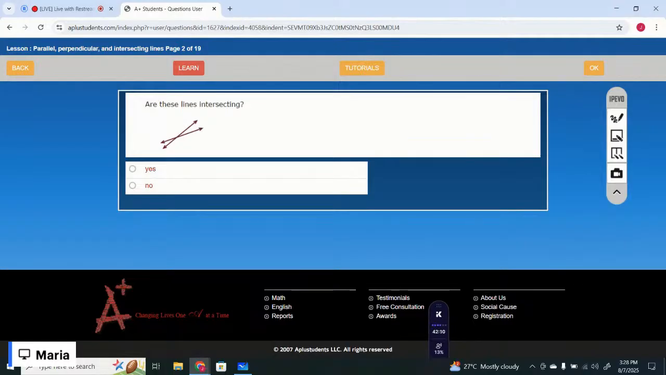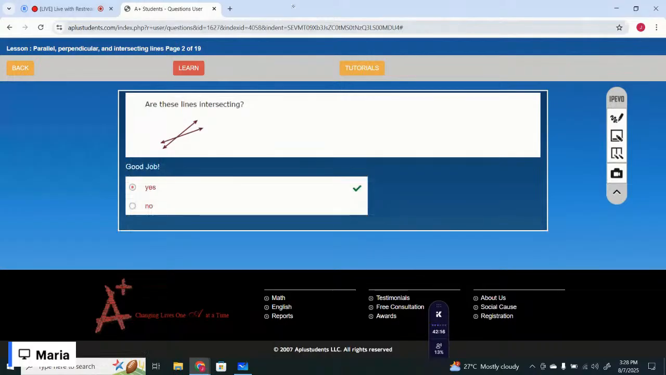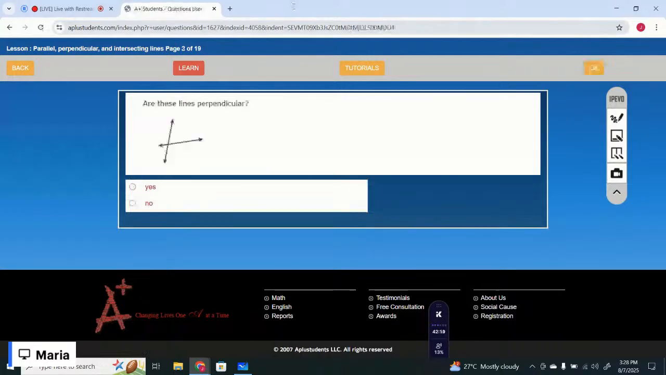Are these lines intersecting? Yes, they are intersecting lines. Option 1 is the correct option. Are these lines perpendicular? No, they are not perpendicular. They do not meet at a right angle.